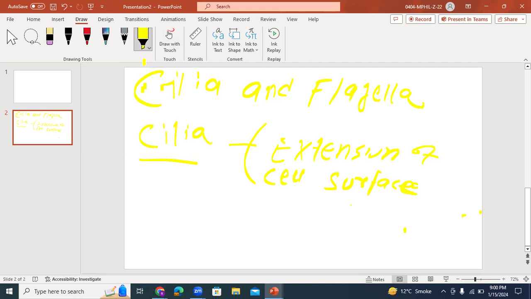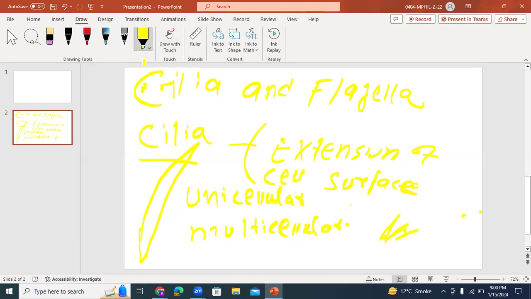In case of both unicellular and multicellular organisms, remember, both of these structures, cilia and flagella, are just extensions. What do you mean by extension? Extension means any elongated structure like this, or just protrusions of very small structures like this.